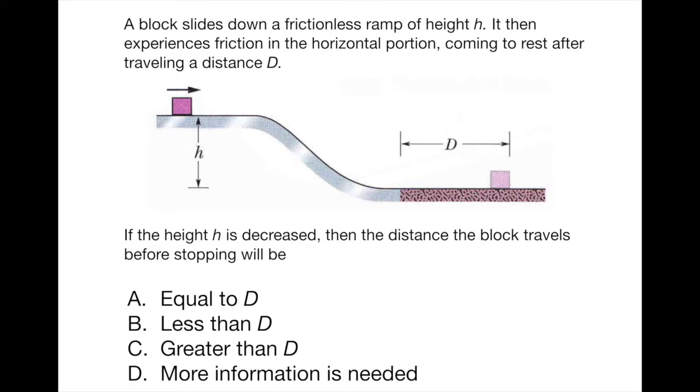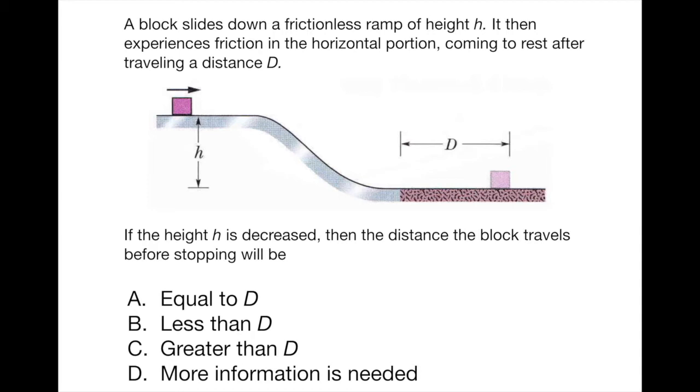So here we have a block sliding down a frictionless ramp of height h. It then experiences friction in the horizontal portion, coming to rest after traveling a distance capital D. So you can see that the shiny metallic part is supposed to be frictionless, and then when we see the sandy or rocky picture, that's where the friction is being experienced.